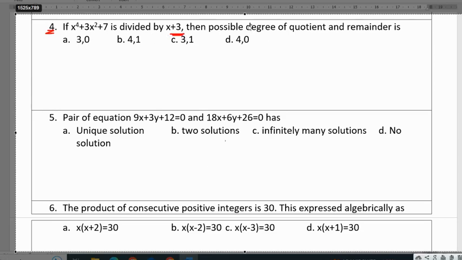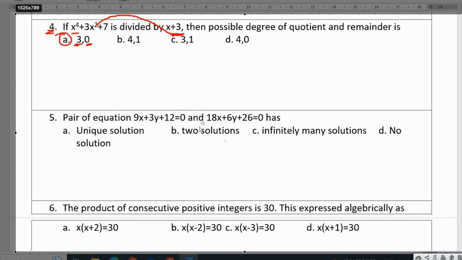Fourth question: if x to the power of 4 plus 3x square plus 7 is divided by x plus 3, then the possible degree of the quotient. When it is divided, obviously x to the power of 4 by x will be the quotient, and it is exactly dividing, so the remainder will be 0. Correct option for the fourth question is A.